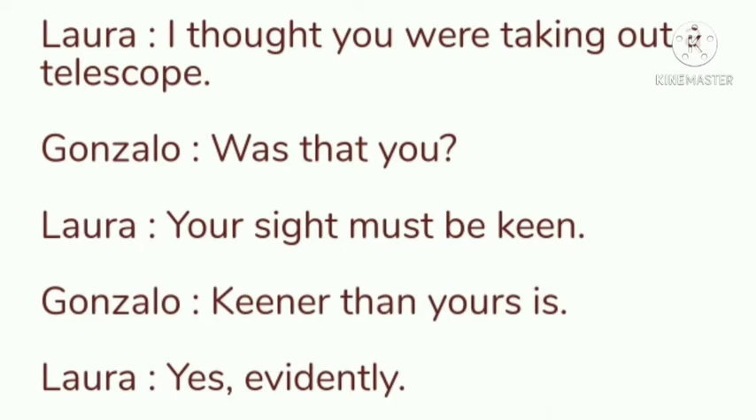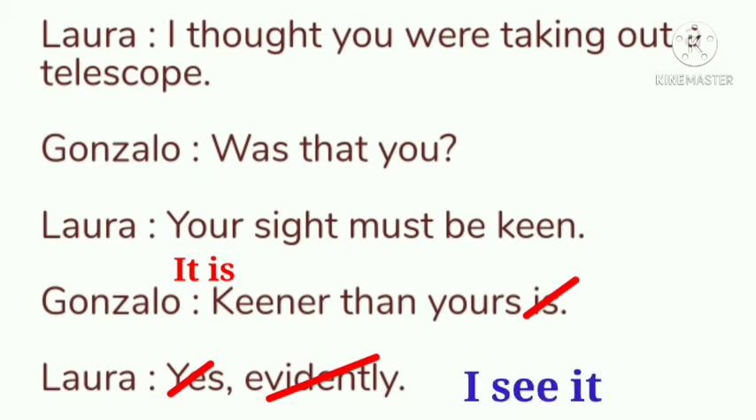Now let us consider one more example. The first step, completing the sentences. Changes required only in fourth and fifth sentence. In the fourth sentence, we have to add subject and verb. It is, and is we have to remove. In the last sentence, yes and evidently both should be cut, and we have to rewrite it as I say it. So write down 1.